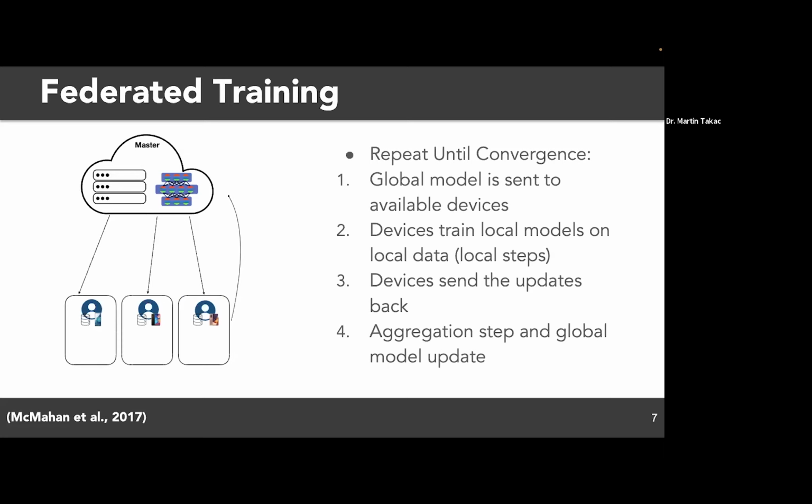So there are basically 3 different steps. The server will send the model to devices. Each device will do some kind of small operation. Let's say I will do a few gradient steps or a few Adam steps, doesn't matter. And then I get the new model, which I will send back to the server, okay?